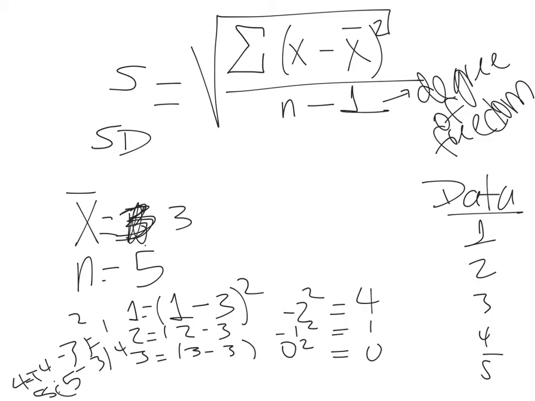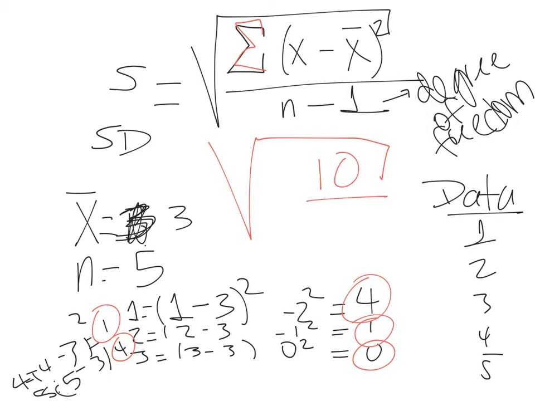So these are the 5 values that we need to add, the summation of them. So that would be 4 plus 1 plus 0 plus 1 plus 4, which is 10. So now we know what goes here: 10. The standard deviation equals the square root of 10 divided by the degrees of freedom, n minus 1. We have 5 pieces of data, minus 1, that would be 4. And finally, we divide 10 by 4.